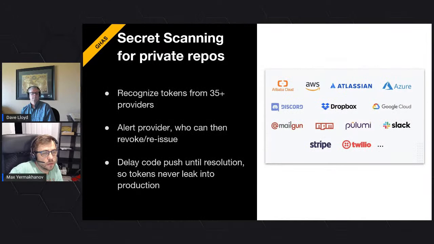Secret scanning is part of Advanced Security as well, and it helps developers prevent accidental leakage of authentication tokens. I don't know about you, but I've done it: accidentally committed a token into a feature branch, right?